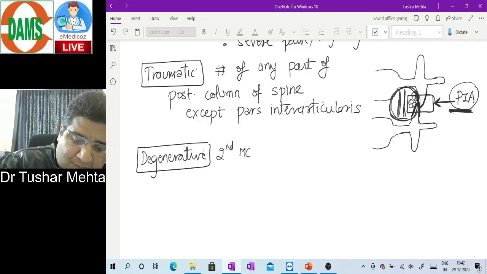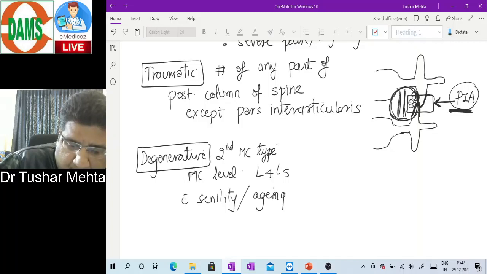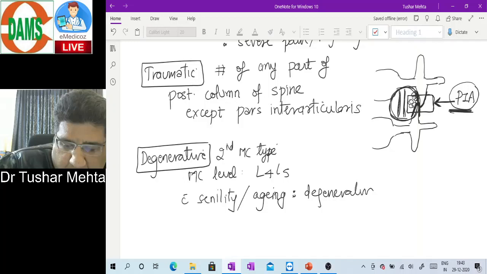So my dear student, degenerative type is the most common type. The most common level for degenerative type is L4, L5. The interesting point is that with senility, with aging, what has to happen? Degenerative arthritis. So there has to be degenerative arthritis at L4, L5.